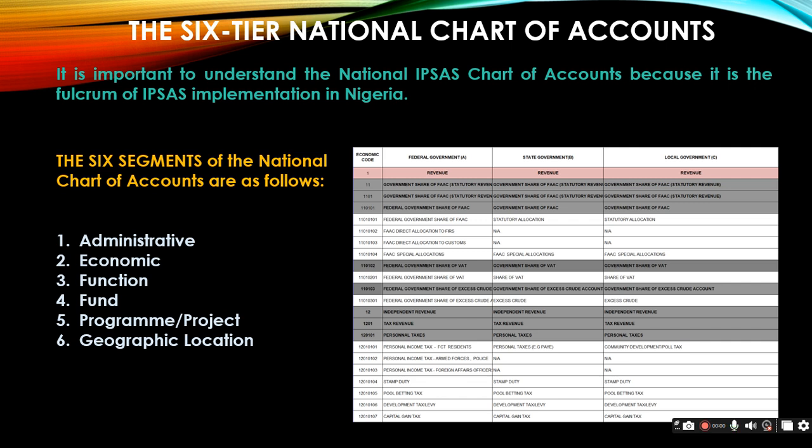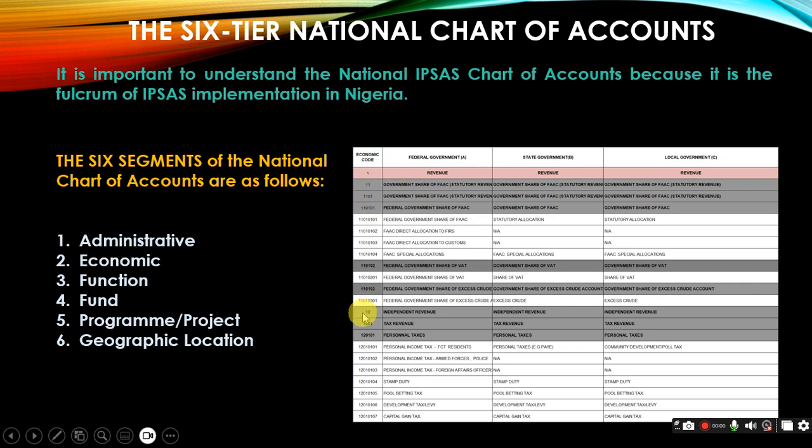So the most important thing here is that whatever you want to do must flow from the National Chart of Accounts. The Office of the Accountant General of the Federation has taken a lot of effort in producing this National Chart of Accounts. If you see on the right here, you can see the economic segment of the National Chart of Accounts. It's the most important part of the National Chart of Accounts.